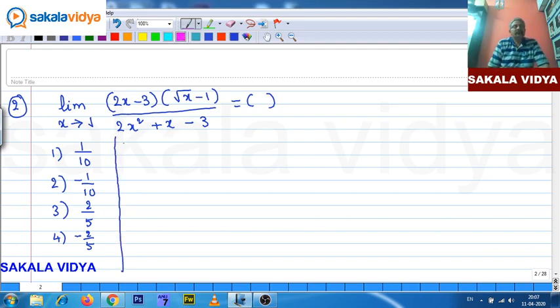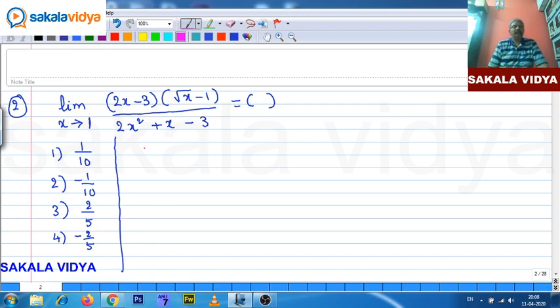So now limit x tends to 1, 2x minus 3 into root x minus 1 by 2x square plus x minus 3. If you substitute the limit, what happens means, here root 1 is 1 minus 1, 0; 0 into something, 0. Here 2 plus 1, 3 minus 3, 0. So 0 by 0 form.